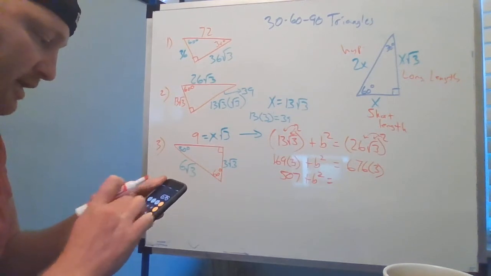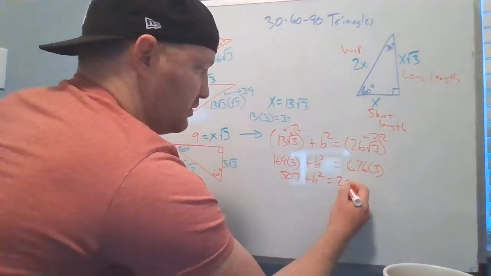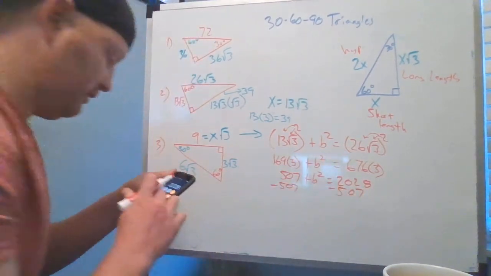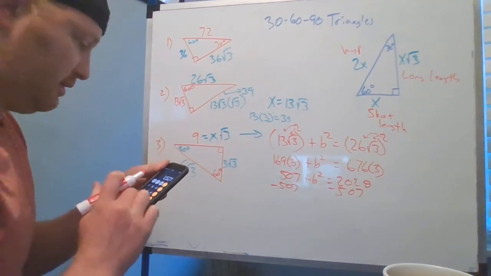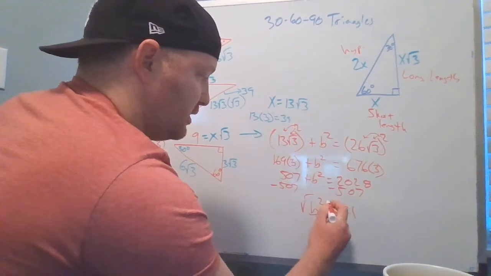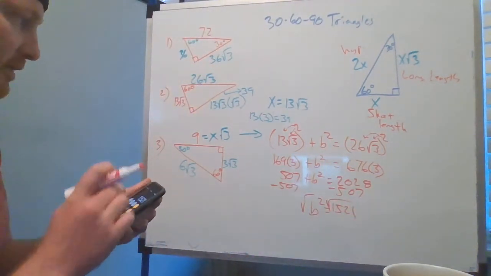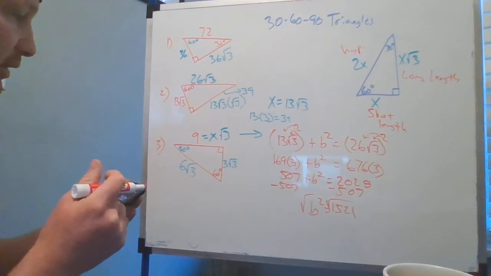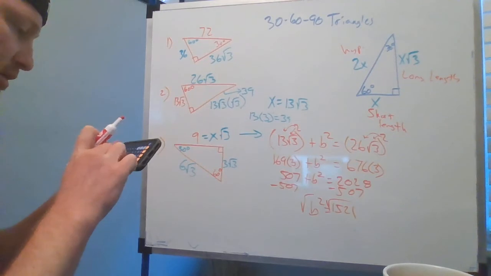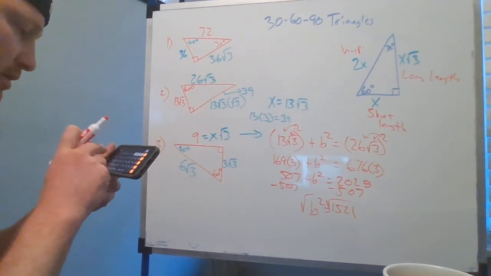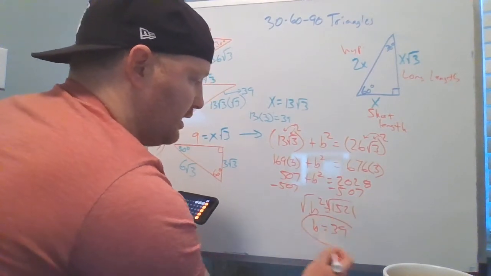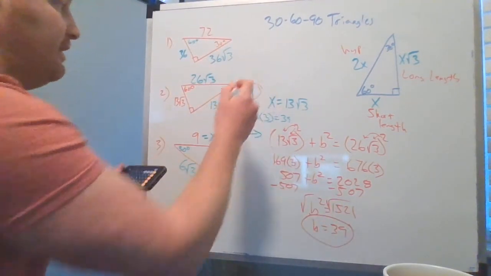Always take your time. 676 times 3 is 2028. I'm going to minus 507. Minus 507, I'm going to get 1521. So b squared equals 1521. So let's see what's going to happen here. All right, this one's taking a little longer than you probably thought, but let's just see if this is a perfect square. So 1521. Look at that. You take the square root of 1521, you get b equals 39. Boom. Look at that. We proved that that works.